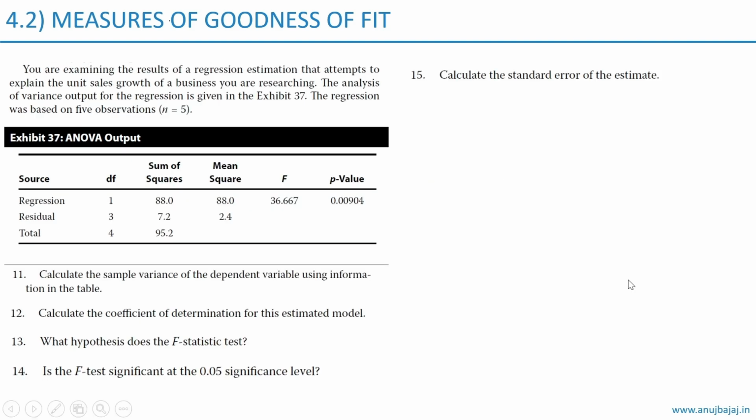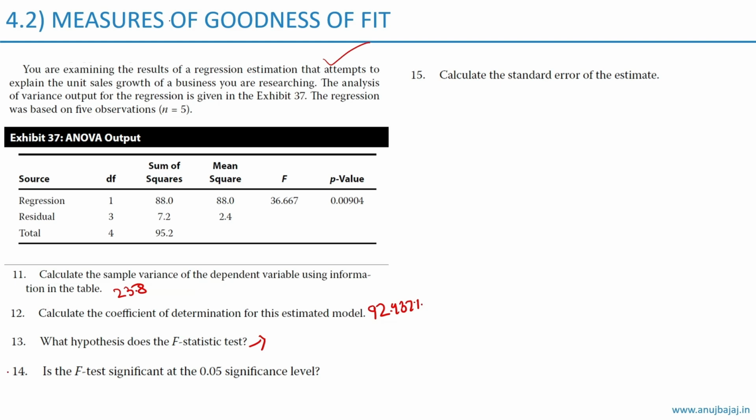This is a pretty straightforward question. I want you to solve this question for yourself. The answer to question 11 is 23.8. The answer to question 12 is 92.437%. Answer to question 13 is that the F statistic conducts the hypothesis test whether all the slope coefficients are equal to 0 or not.